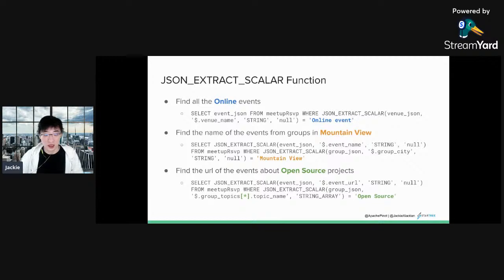But we can easily extend this to find events that have the top topic as open source. Basically here we change the wildcard to index 0. Then it will only match the events with the first topic as open source.